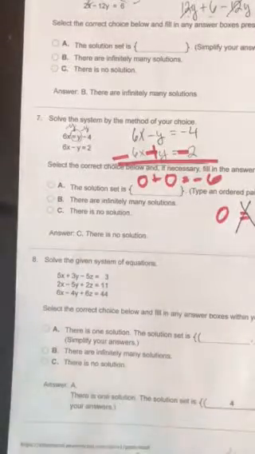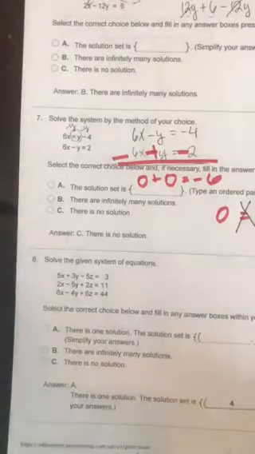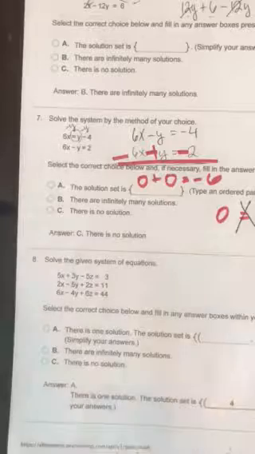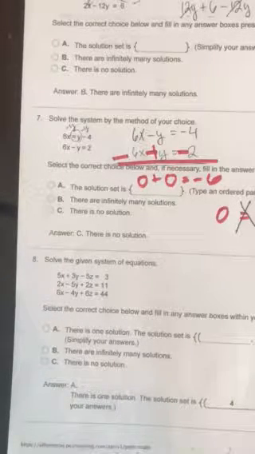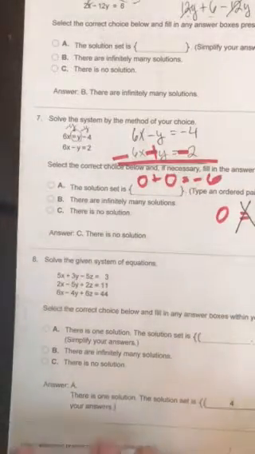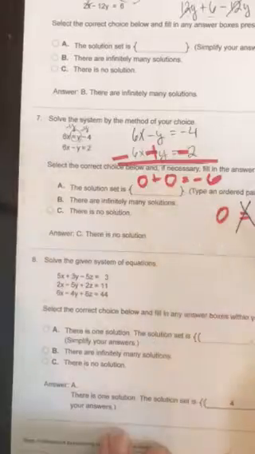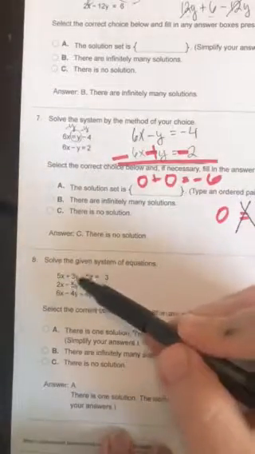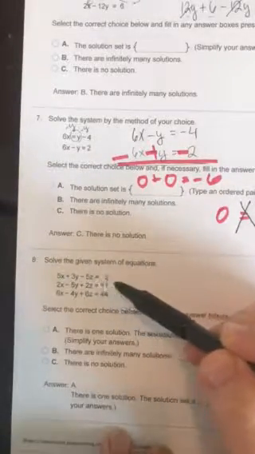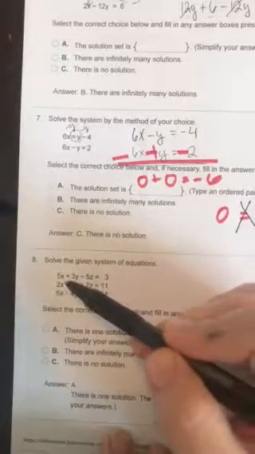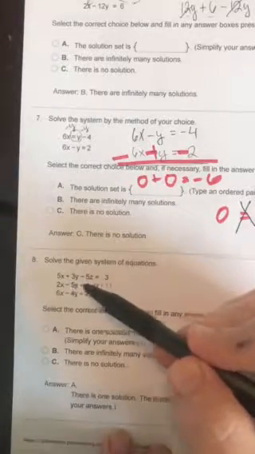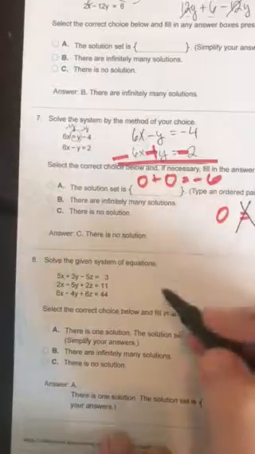So let's go ahead and take a look. Okay, so we have 3 equations here. And the best thing I'm going to do is try to whittle them down. This is going to take a little bit of finagling. So I have 5x plus 3y minus 5z equals 3. Let's go ahead and get them down to 2 unknowns if possible.